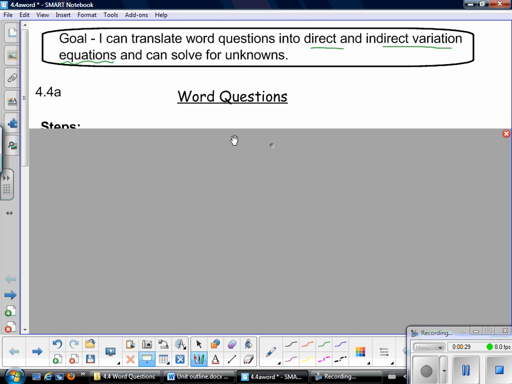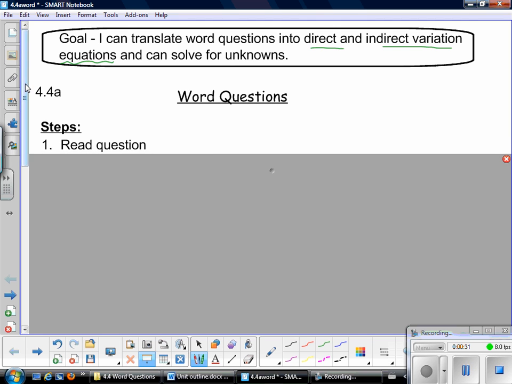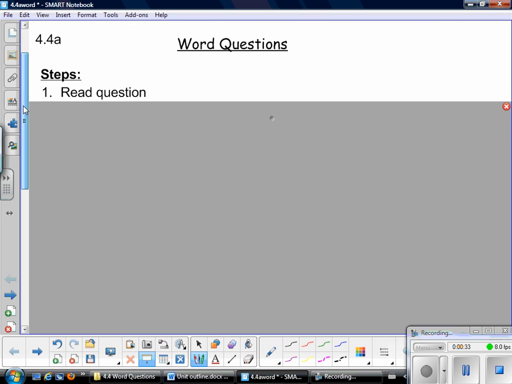Now, there's a few steps there. First of all, you read the question. Don't worry after the first read-through whether you get everything that you need from that. So you should always read it more than once. I do, so I would expect that you would too.